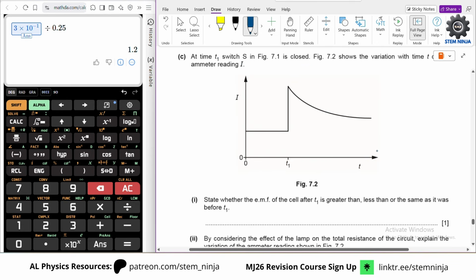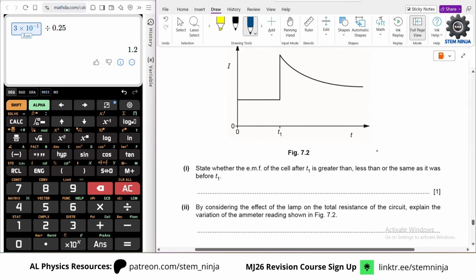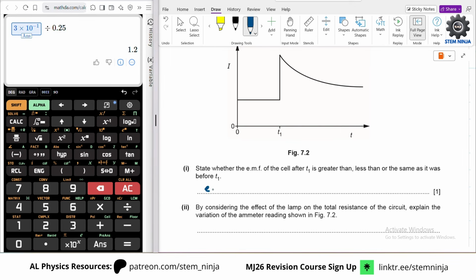Okay. At the time t1, switch S in figure 7.1 is closed. Figure 7.2 shows the variation with time t of the ammeter reading I. State whether the EMF of the cell after t1 is greater, less than. So EMF is not changed. So EMF remains the same. It's the terminal potential difference that might change.